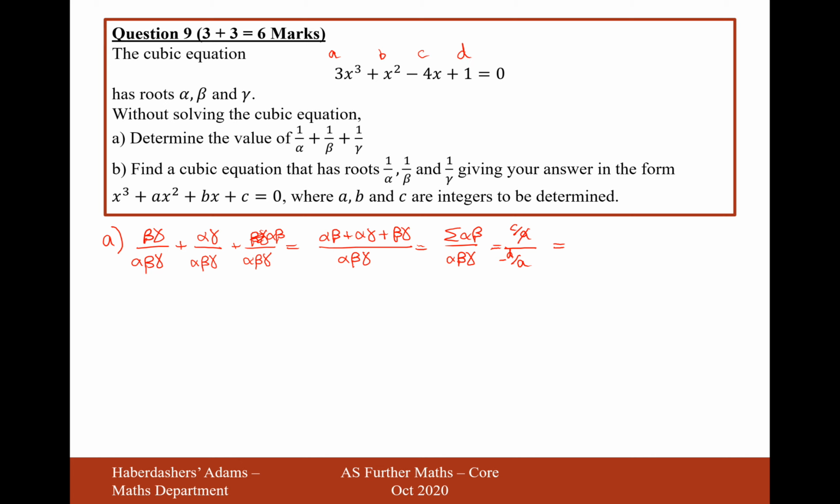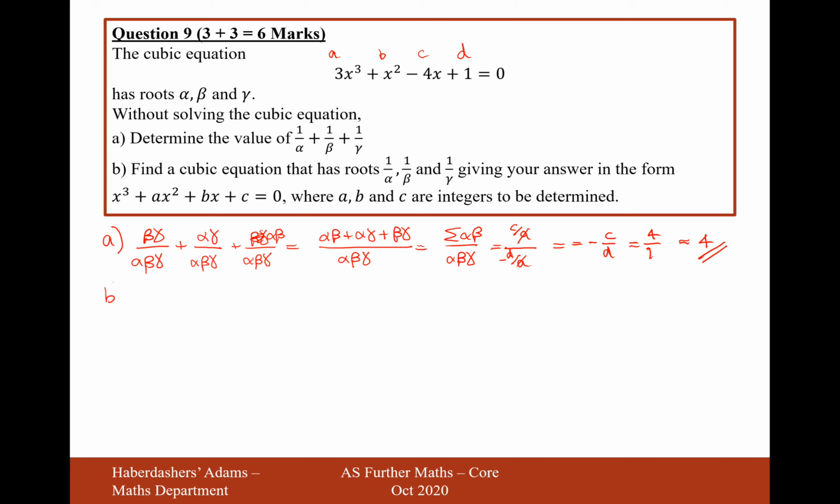We could cancel out the a's on the top and the bottom, so it's now just minus c over d. So c is minus 4, so minus minus 4 would be 4 over d, which is 1, so that answer there is 4. So the answer to part a is 4.